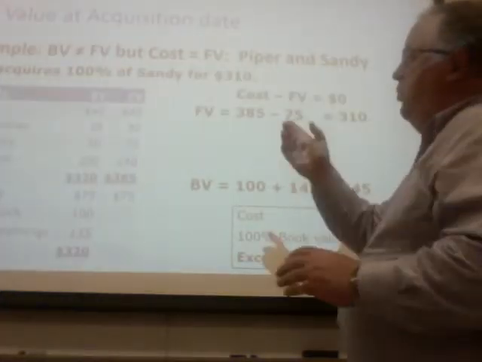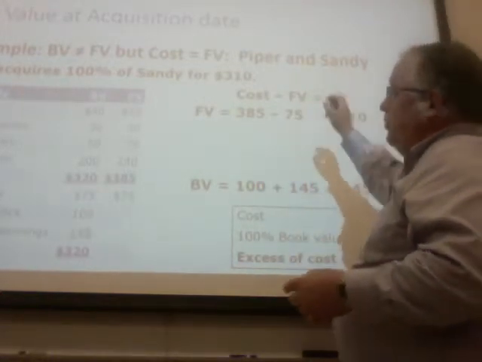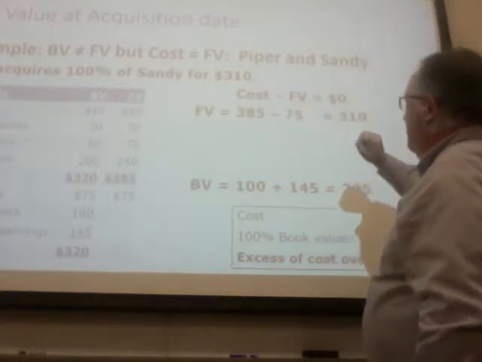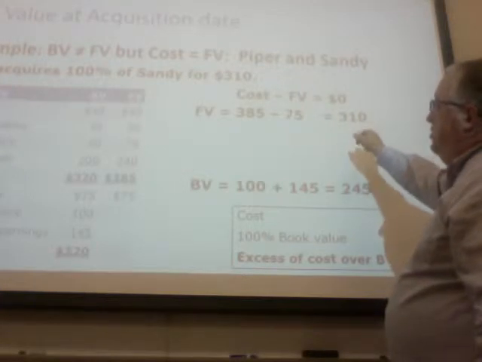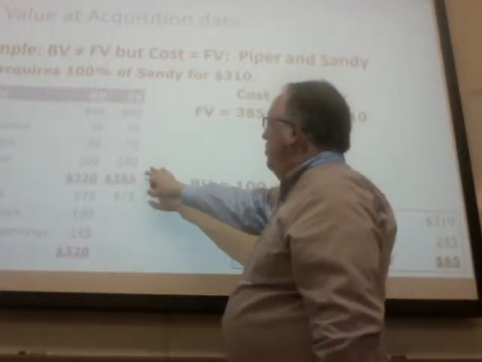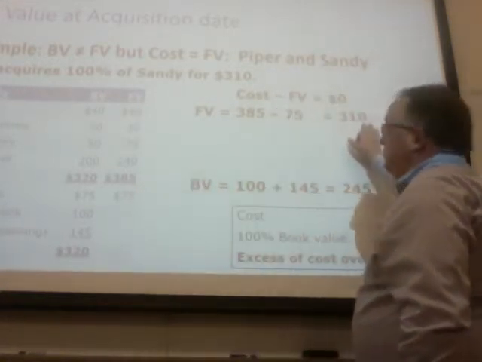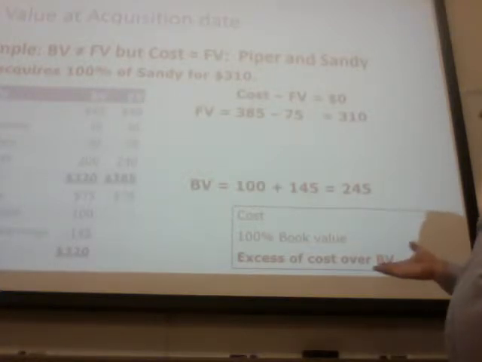So let's go through an example where book value doesn't equal fair value, but cost equals fair value. So this is Piper and Sandy. Piper's going to acquire 100% of Sandy for $310. Cost minus fair value is 0. Okay, fair value is 385 of total assets minus 75 of liabilities is 310. So we basically paid fair value of net assets. There doesn't appear to be any goodwill on this acquisition at all.